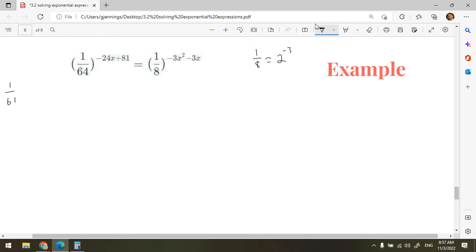Okay, so 1 over 64 is equal to 8 to the what? 8 to the negative 2. Cool. Let's use that. And then 1 over 8, instead of writing that as 2 to the negative 3, let's write that as 8 to the negative 1. Good. It just flips it. So, let's go. This is 8 to the negative 2 multiplied by negative 24x plus 81 equals 8 to the negative 1 raised to the power negative 3x squared minus 3x.